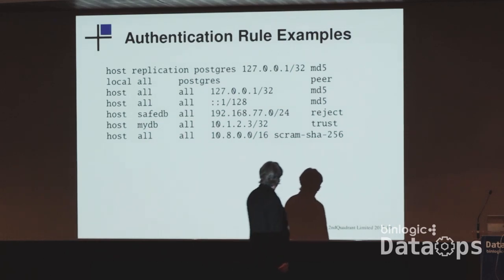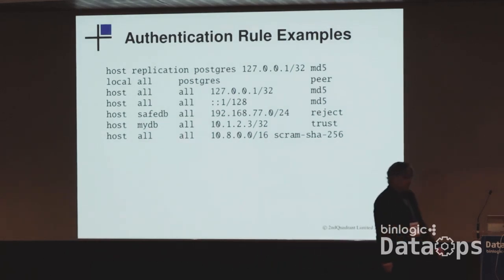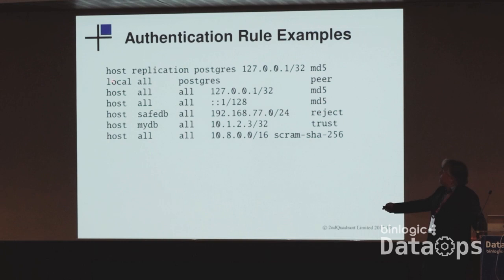This is an example of rules, okay? First rule, local, which means Unix sockets. All, which means every database. Postgres, which means Postgres user. IP address, nothing, because it's local, so there's no IP. You are from the same machine, connecting via file.